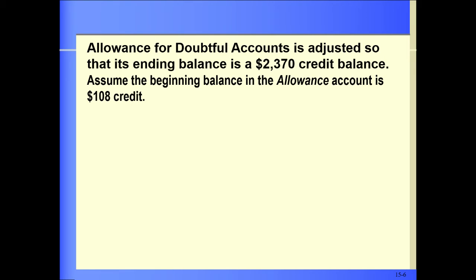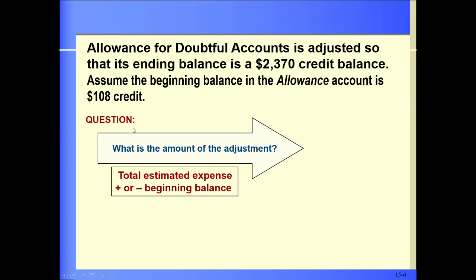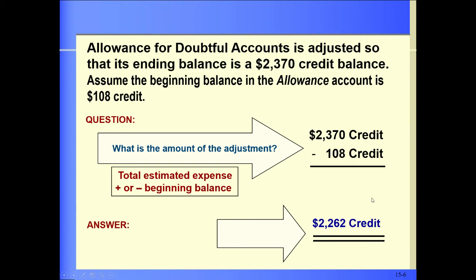This time, we're going to take the $2,370 and treat that again as our new balance for allowance for doubtful accounts. Making the same assumption that we have $108 in the allowance for doubtful accounts as a credit entry is going to allow us to then subtract the $108 from the new balance of $2,370 to come up with an adjusting entry amount of $2,262. Just as we used in the prior method, the accounts will flow the exact same way with your journal entries.